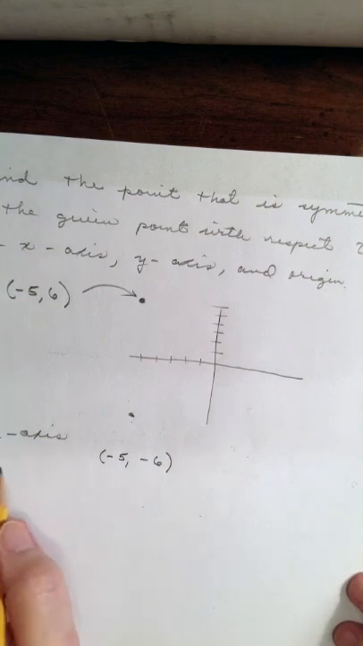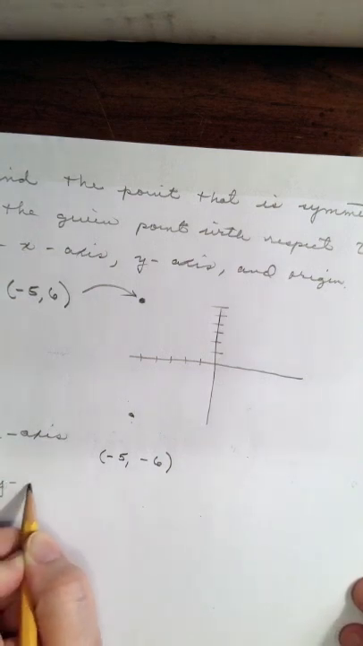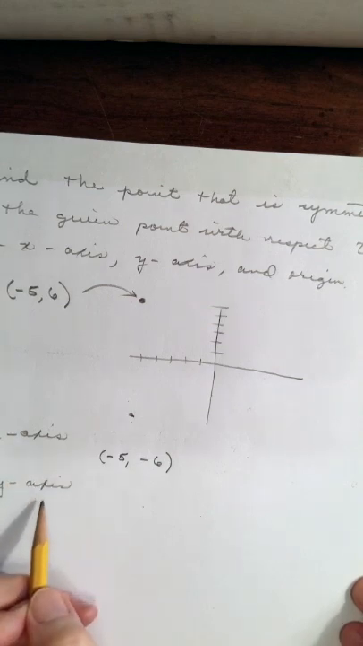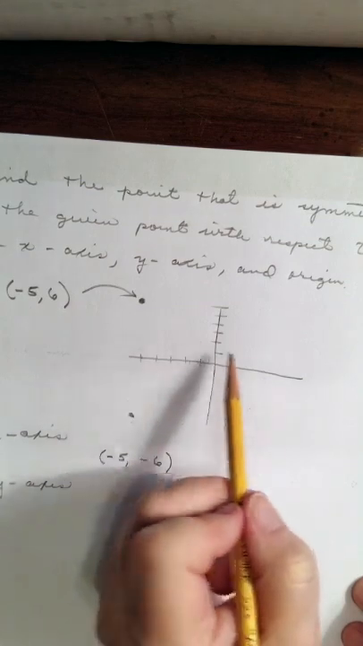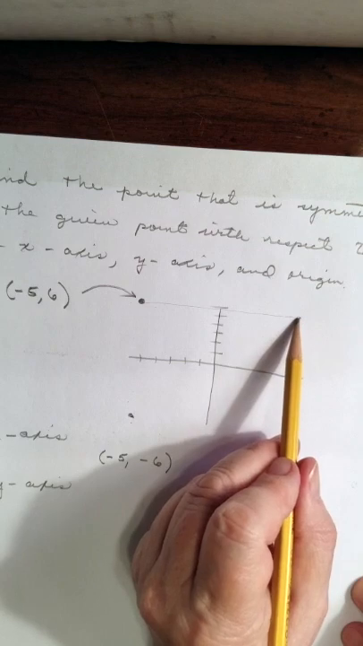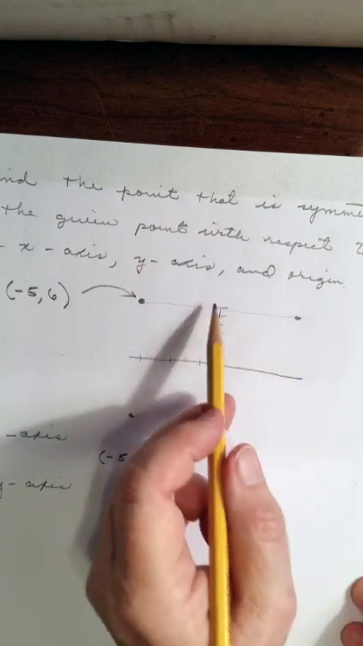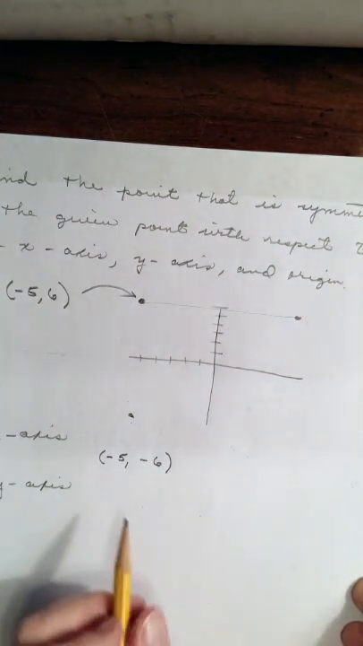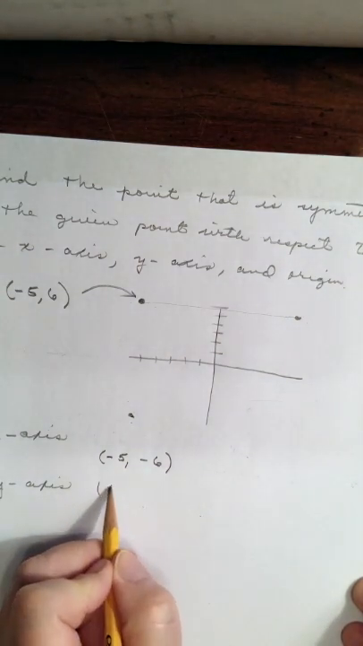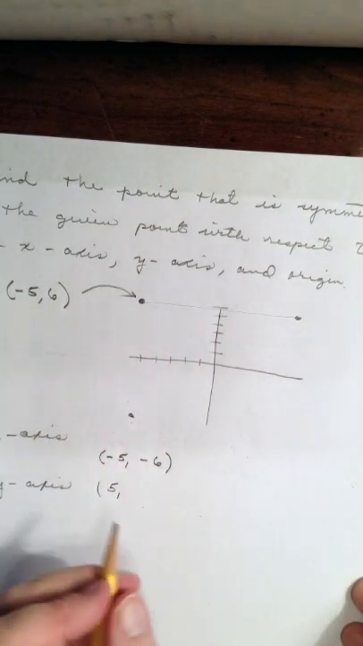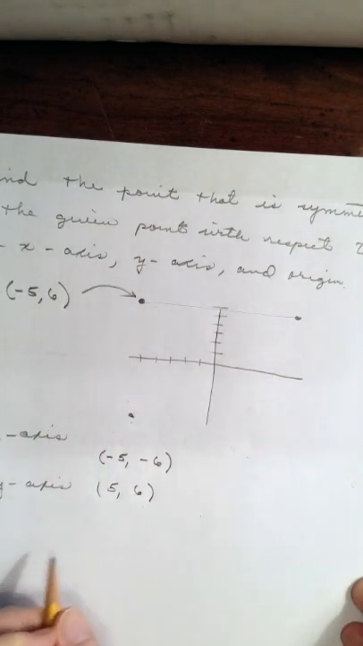And then if we want the point that's symmetric to our original point with respect to the y-axis, we'll find that point equidistant, opposite the y-axis. And then what are the coordinates of that point? Well, instead of -5, it would be 5, but it will have the same y value, so 5, 6.